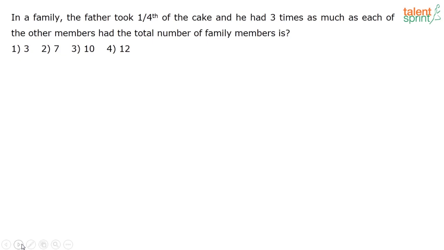In a family, the father took 1/4 of the cake and he had 3 times as much as the other members had. The total number of family members is dash. So how do you solve this? For this question, let us assume that the number of members in the family be n, and the cake, you can either consider it as 1 cake, so you can just take it as 1, or you can take it as x.